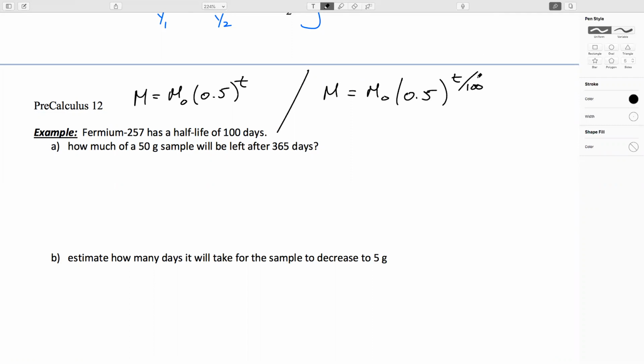I am going to simply leave it as t, and I'm just going to roughly calculate how many half-lives we've got. But we don't have to do it that way. We can use this formula as well.